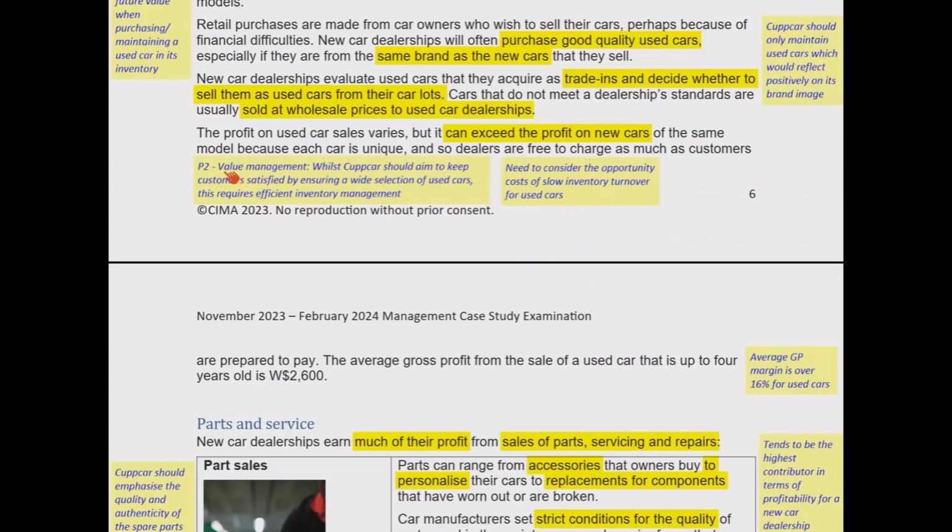It also points out value management again. So how does Cuppcar create value? You know, we do sell used cars and they do generate a higher margin than new cars. So we do want to offer a wide range of those cars. So can you see the balance? Inventory management, old stock perhaps that we might not sell, the cost of maintaining this inventory versus having a wide range to keep the customer satisfied, to bring in the customer.